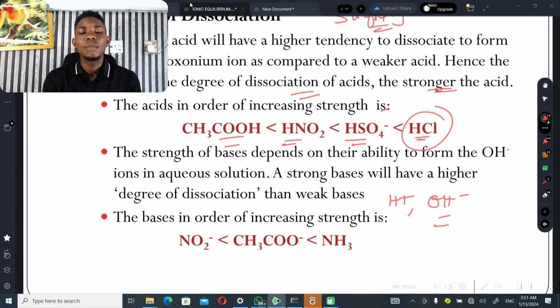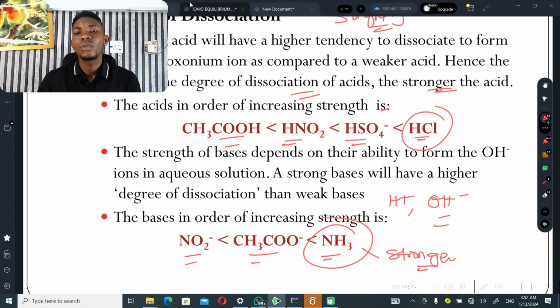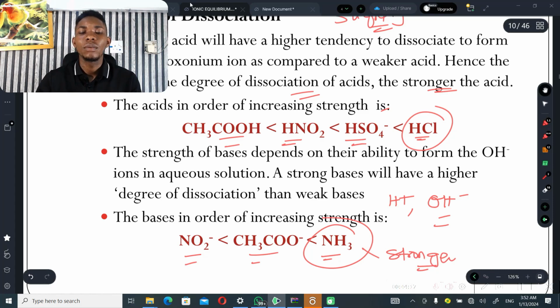Is that okay? Now the bases are in the order of NO2 negative is less than the acetate ion, which is less than ammonia. So in this case, ammonia is the strongest of the bases as compared to the others. Look at this very well.